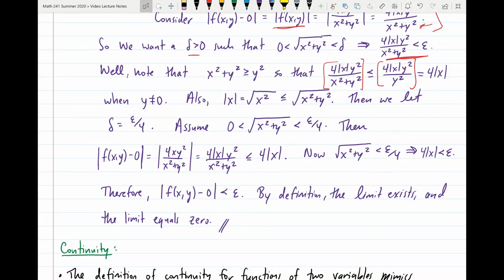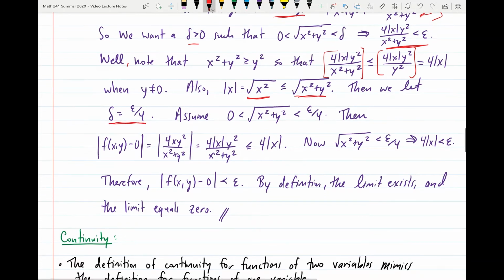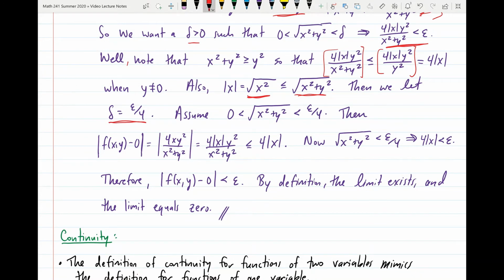Also, the absolute value of x is equal to the square root of x squared, and that's going to be less than or equal to the square root of x squared plus y squared for all y. Because again, y squared is always going to be positive, or greater than or equal to 0, I should say. And for all of these reasons, we're going to let delta equal epsilon over 4. And I think the reason we let delta equal epsilon over 4 is going to become clear once we go through these next couple of steps.